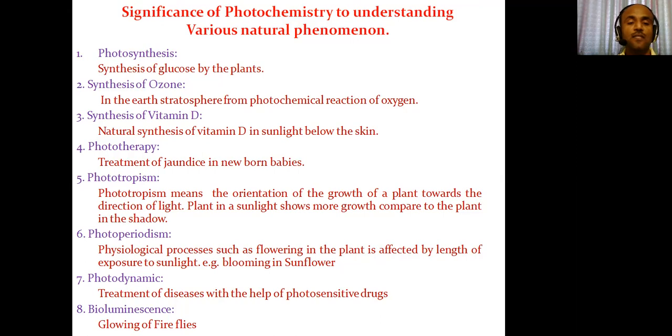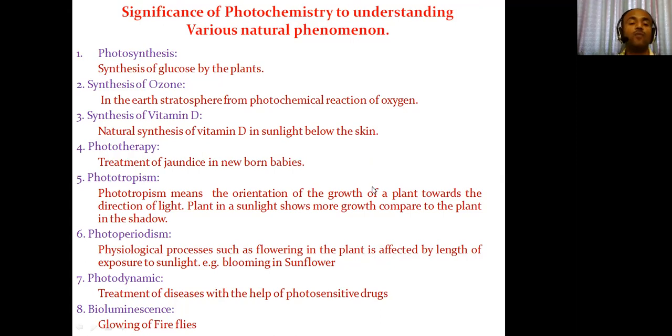Another is the synthesis of vitamin D. Natural synthesis of vitamin D in sunlight below the skin takes place. That is also an example of photochemical reaction, because from cholesterol there is synthesis of vitamin D. So starting material is cholesterol, and the final product of this photochemical reaction is vitamin D. Since light is necessary for this reaction, therefore it is called photochemical reaction or light reaction.